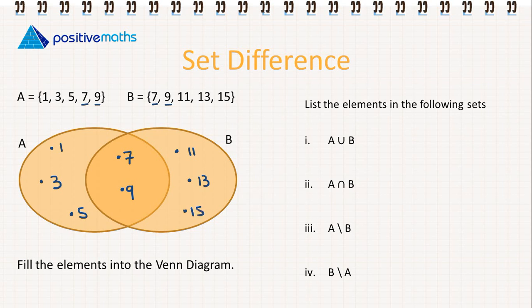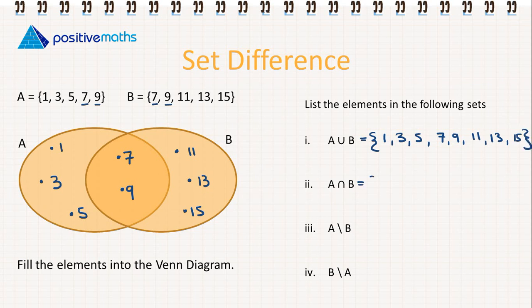Okay, now let's go over to the right and answer the questions. So we need to list the elements in the following sets. So the first one is A union B. So here we include all of the elements in A and all of the elements in B, but we must remember that we only include 7 and 9 once. We don't repeat any of the elements. So we have 1, 3, 5, 7, 9, 11, 13 and 15.